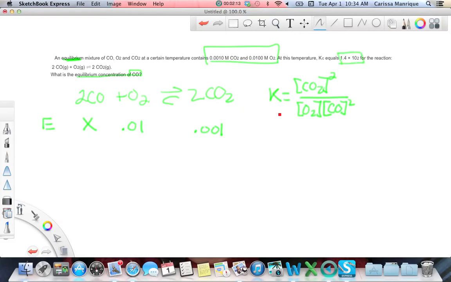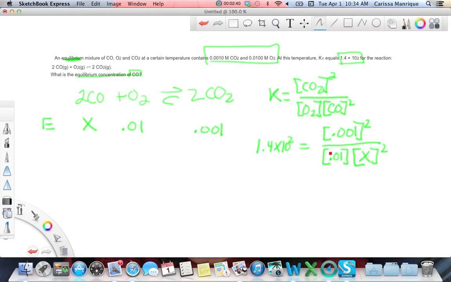So we know what our K is. Our K is 1.4 times 10 to the 2. Your CO2 number there is 0.001, and we'll square that. Our O2 number, our oxygen number, is 0.01. And then our CO number, we don't know, so I'm just going to put X. Now all we need to do is solve for X at this point.